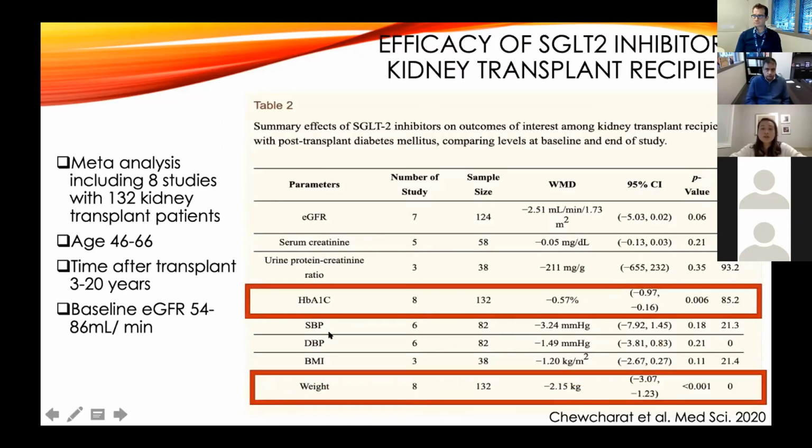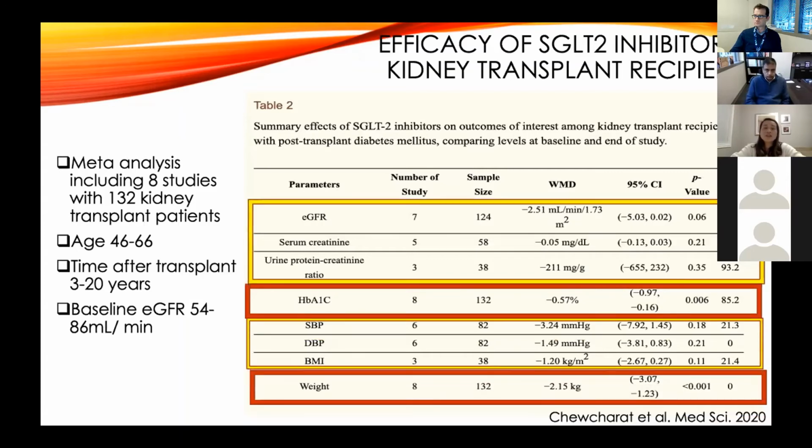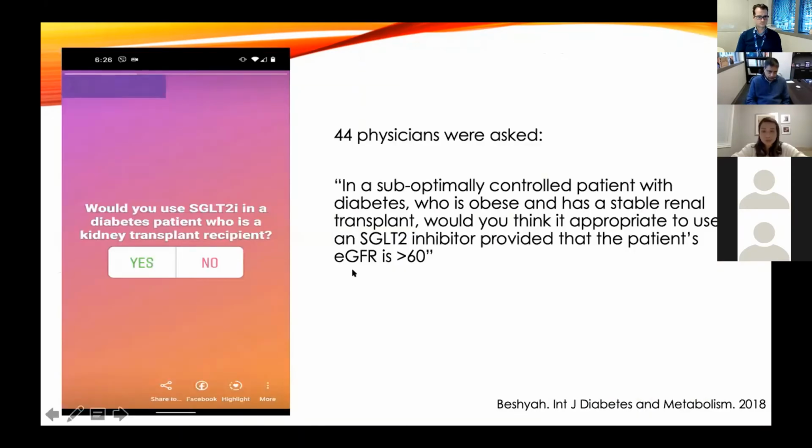And they found significant reduction in hemoglobin A1C and weight, but they did not find any difference or any change in eGFR or serum creatinine. Now, this can be a positive or a negative. At least there wasn't any AKI or significant drop in eGFR, but it's not any better either. So this lack of data in the transplant population is contributing to the hesitation of use of SGLT2 inhibitors. This, along with several FDA warnings that I will discuss later.